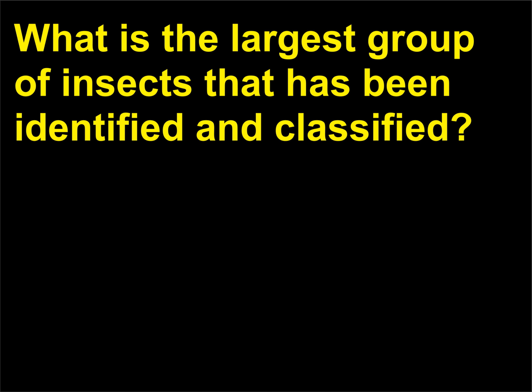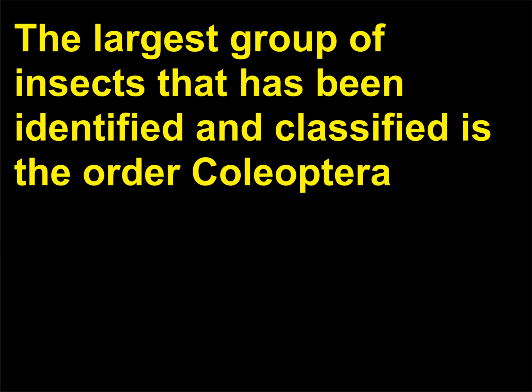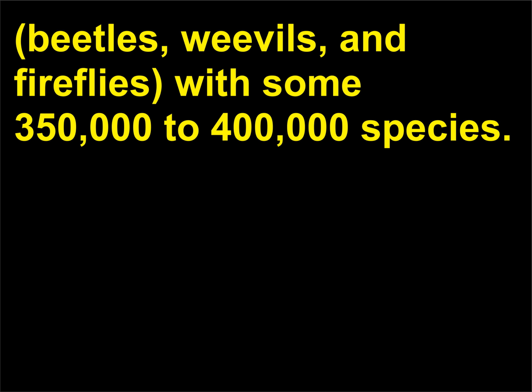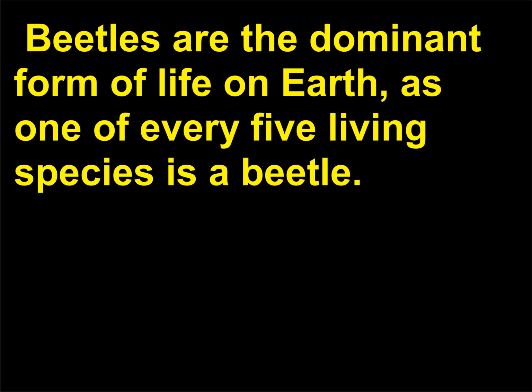What is the largest group of insects that has been identified and classified? The largest group of insects that has been identified and classified is the order Coleoptera: beetles, weevils, and fireflies, with some 350,000 to 400,000 species. Beetles are the dominant form of life on Earth, as 1 of every 5 living species is a beetle.